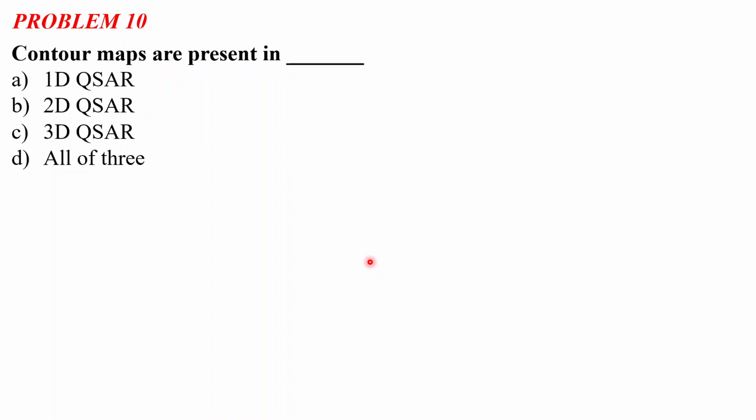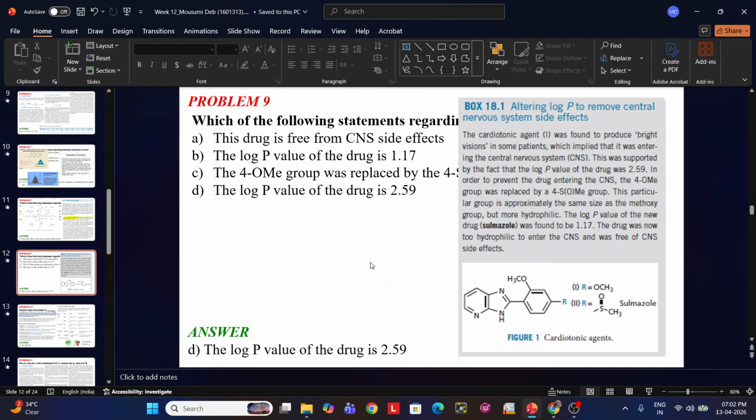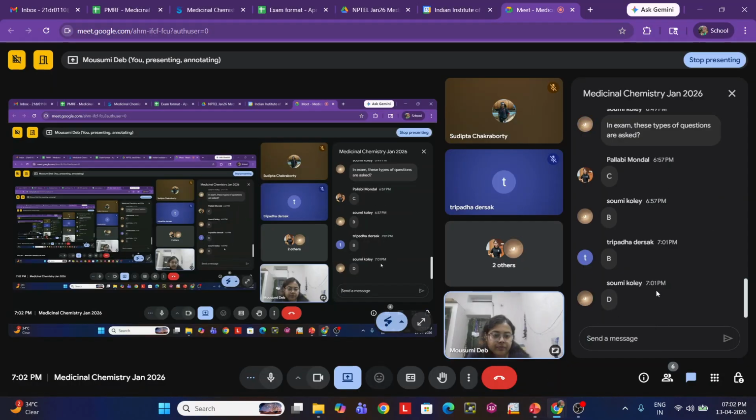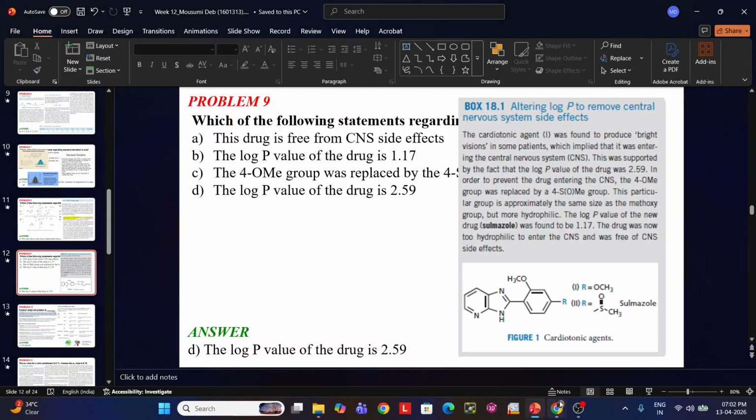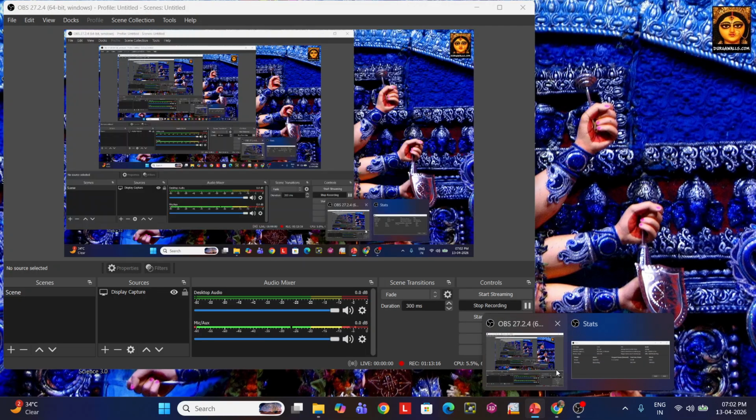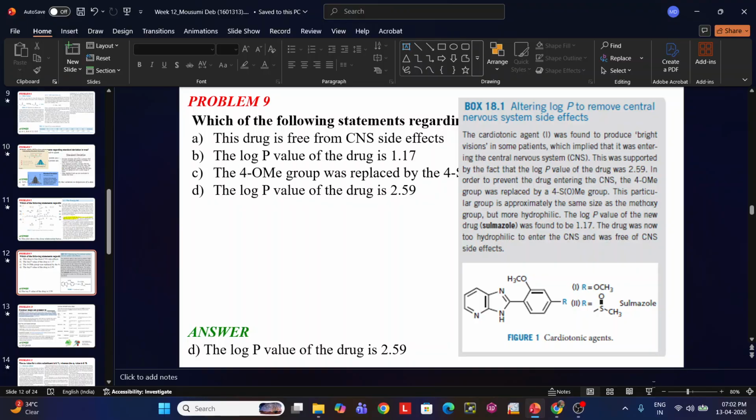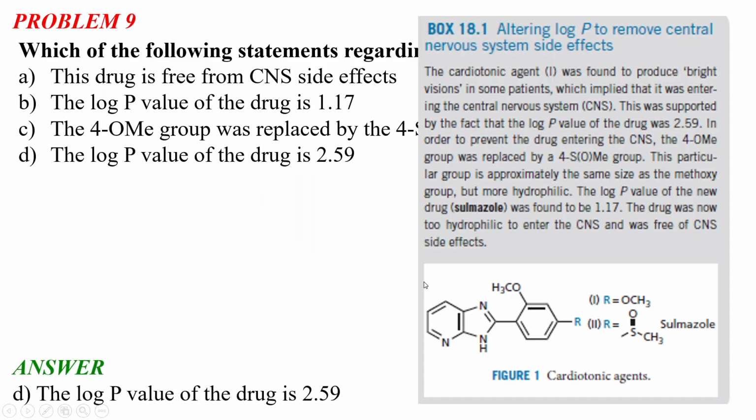Which of the following will be the correct answer? Let me check the chat box. Okay, let's see. Number D, number B, number B. Okay, number B and number D. Two different options I have received. Number B and number D. Okay, let me check which of the following is the correct answer. Number B or number D, or is there any other answer which is correct?